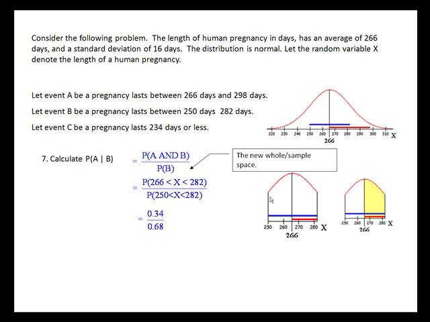So again, in the old sample space, the probability of A and B is 34%. In the old sample space, the probability of B, since it's one standard deviation to the left and to the right, is 68%, using again the 68, 95, 99.7 rule. So the probability of A, given that we're only considering the sample space of B, is 50%. Notice again how the probability has changed from the old sample space.